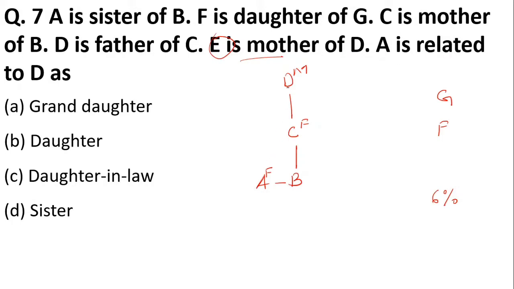A is the granddaughter of D. Okay, this is a male person, and the right answer becomes option A, granddaughter. Also remember, this is female, so this is going to be daughter. They could also give you the answer as grandson, but here it is female, granddaughter. Answer A.